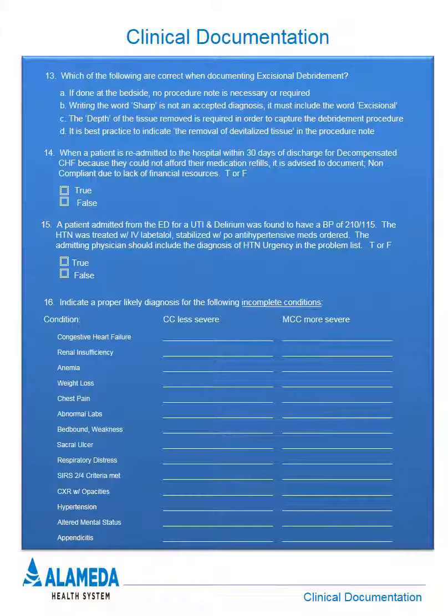15. Scenario. A patient was admitted from the ED for UTI and delirium, and they were found to have a blood pressure of 210/115. The hypertension was treated with IV labetalol in the ED and they were stabilized, and then they were admitted with PO antihypertensives to the inpatient. The admitting physician should include the diagnosis of hypertensive urgency in the problem list. True or false? This is not a trick question, but the answer is true.